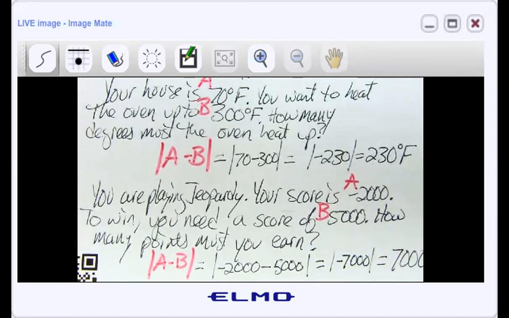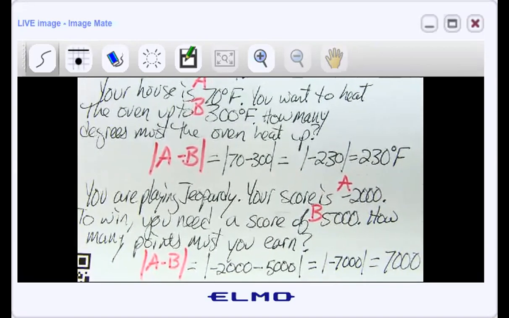And it makes sense. If I'm down by 2,000 points already, I have to earn 2,000 points just to get back to zero. So there's 2,000 already, and now I need to get up to 5,000. So I had to score 2,000 and another 5,000. So altogether, I need 7,000 points. That makes sense. Yes. Then I will win. I've got a ways to go.